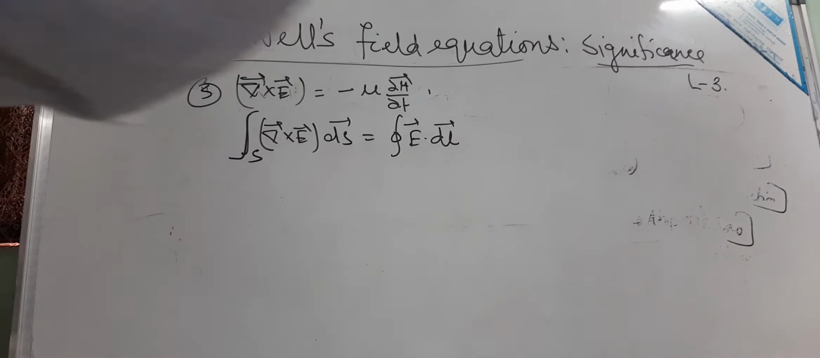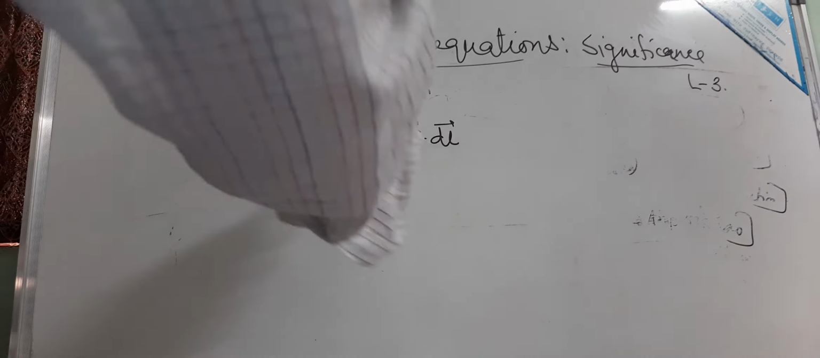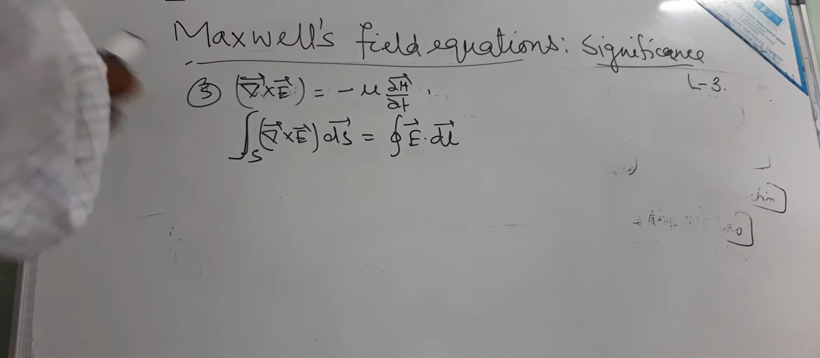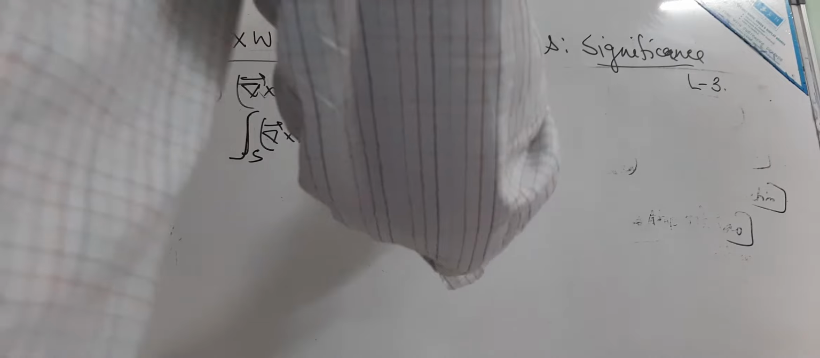In the two earlier cases we used the Gauss divergence theorem. Here we are using the Stokes theorem, and the Stokes theorem says that the surface integral of the curl of E equals the line integral of that vector over the closed path. This is our Stokes theorem.